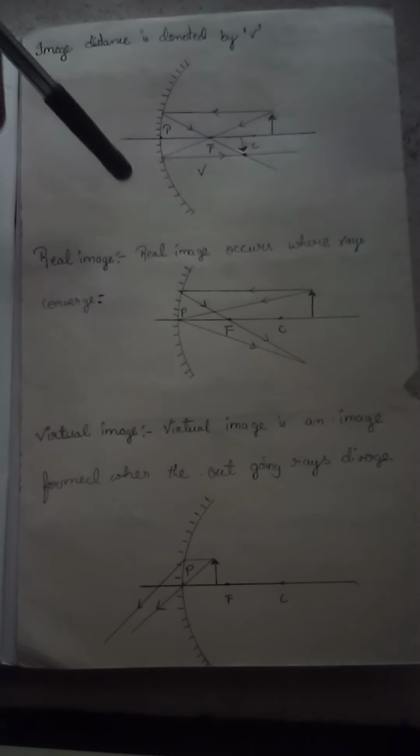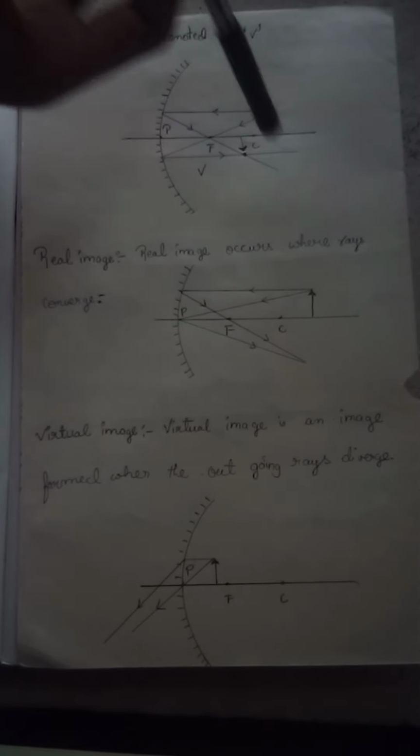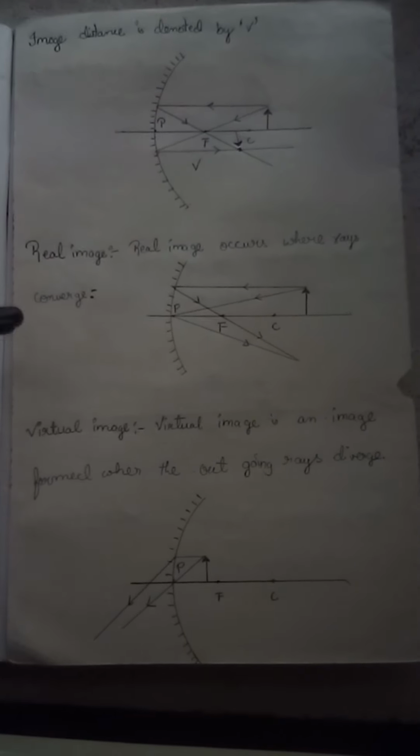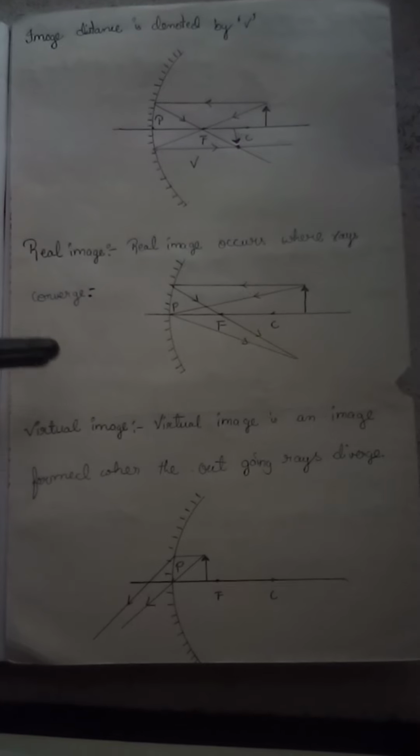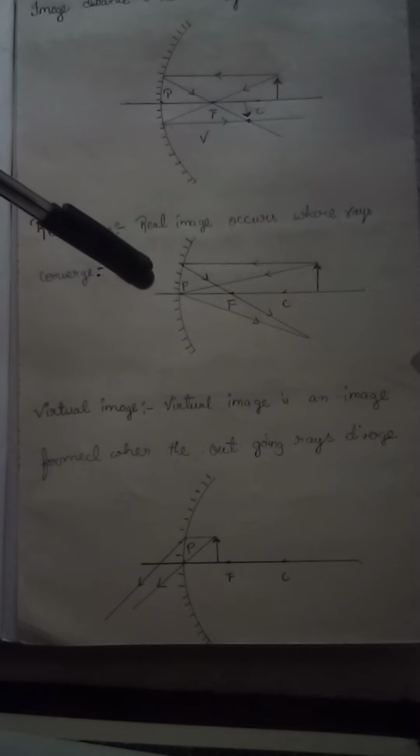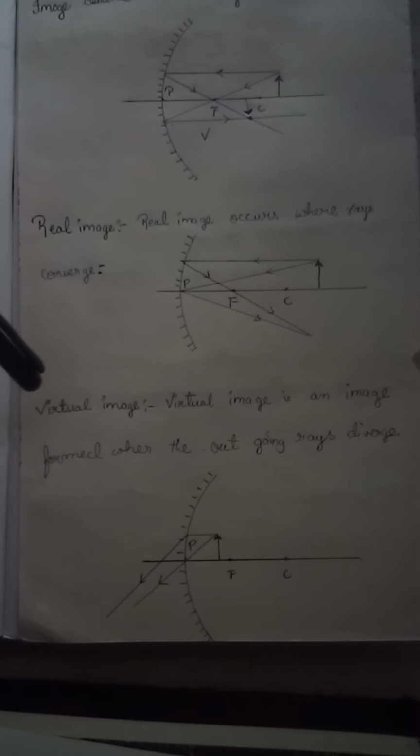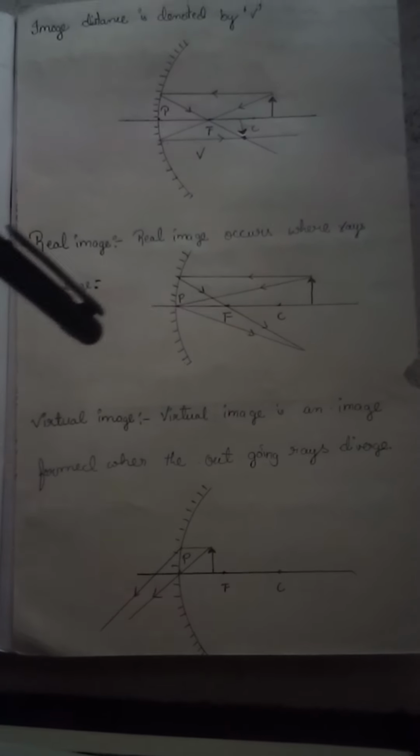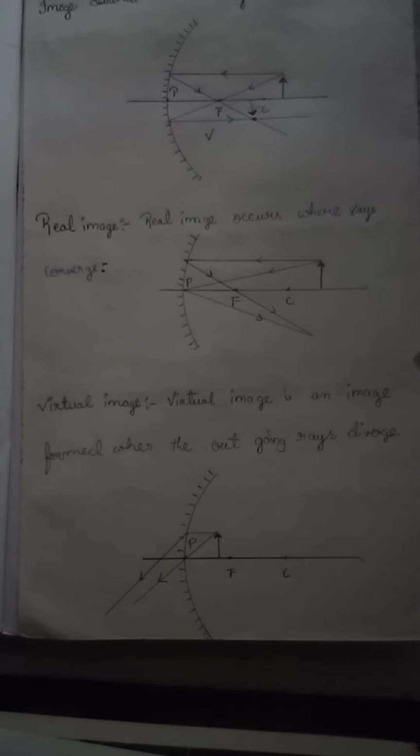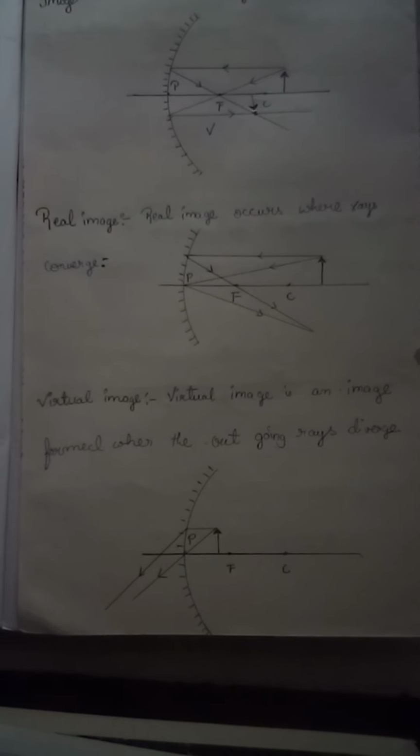Real image. A real image occurs where rays converge, and a real image can be caught on a screen. Virtual image. A virtual image is an image found where the outgoing rays diverge, which cannot be caught on a screen. It is called a virtual image.